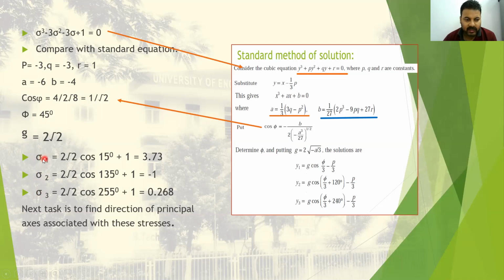For sigma 1, there are three direction cosines: nx, ny, nz. For sigma 2, there is a separate nx, ny, nz, and for sigma 3, being the third principal plane, there are again separate direction cosines nx, ny, and nz. So let's see how we can do this.